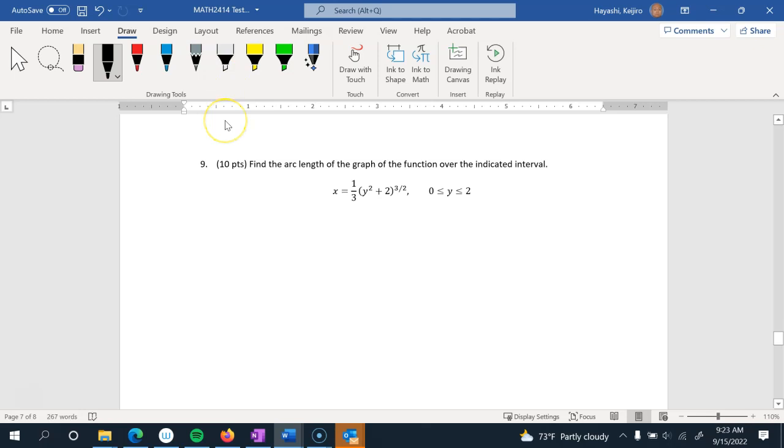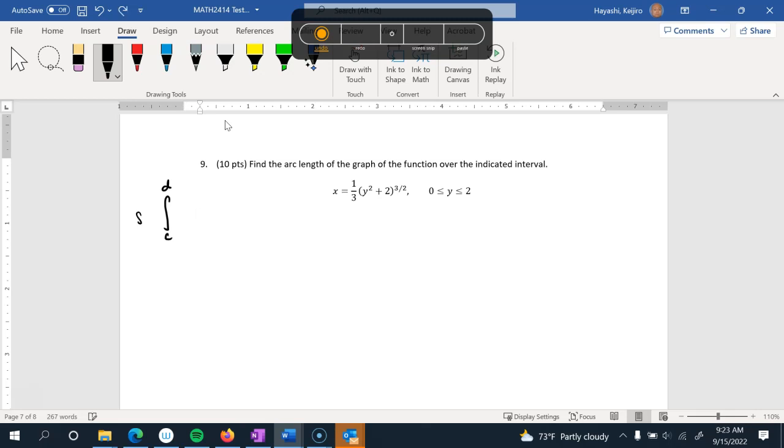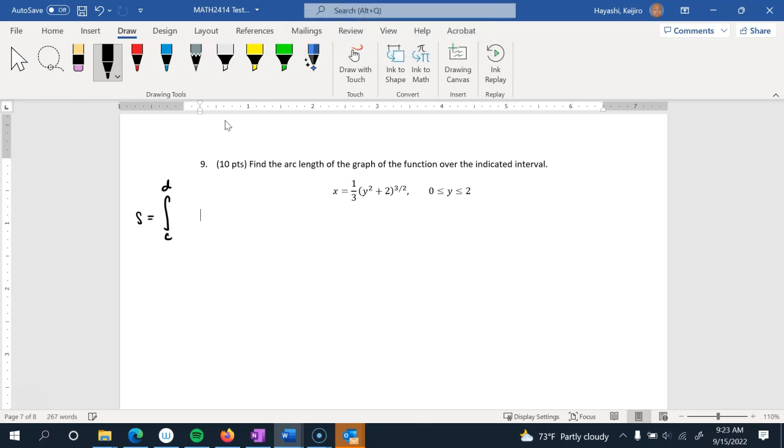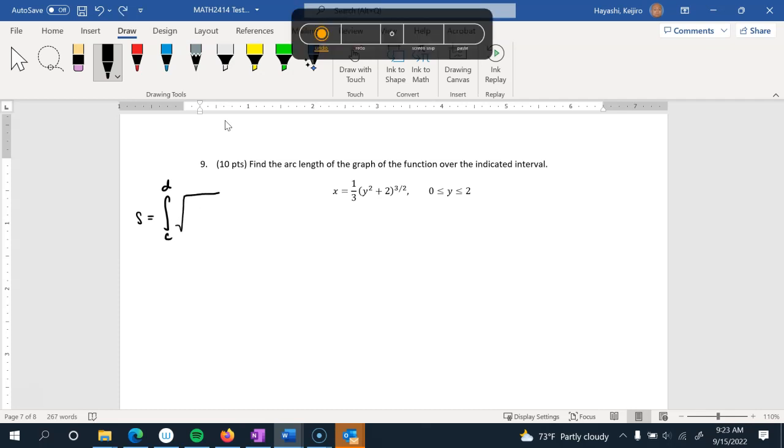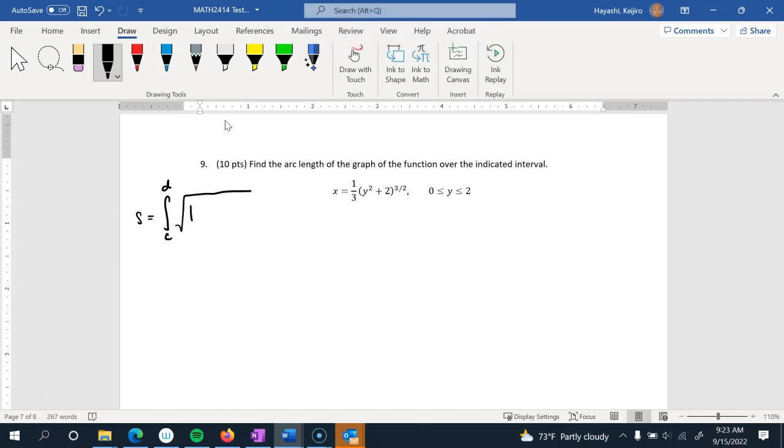The formula for arc length, dy, is the integral from c to d. I mean, you could say little s if you need something to call the length. The integral from c to d, whatever your bounds for y are, of the square root of 1 plus, and if it's dy, it's going to be g prime of y squared dy. If it were in terms of x, it would simply be f prime of x being squared there, and the integral would be dx.